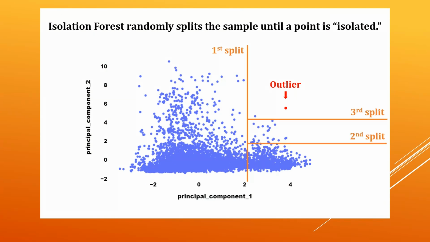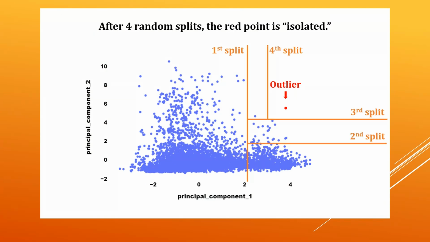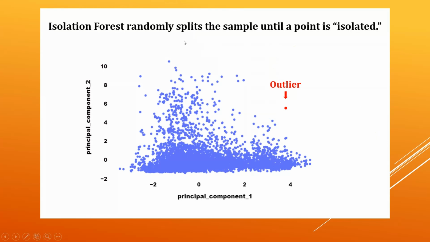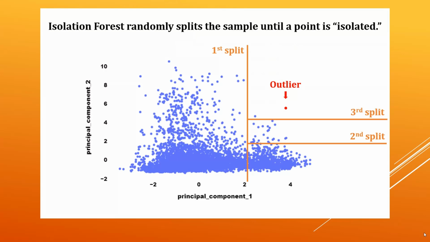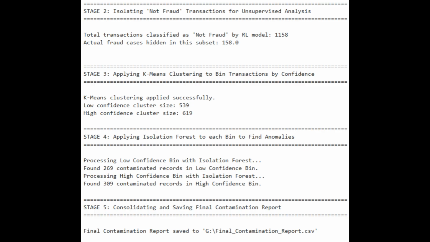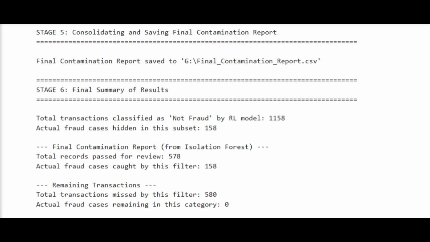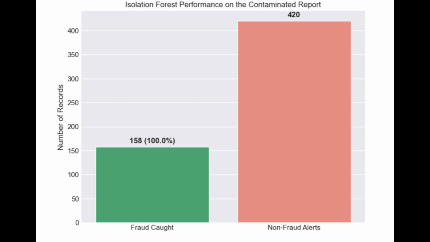The results were outstanding. We collected the contaminated parts from both bins and merged them into a single, final contaminated report. This report contained exactly what we were looking for: 158 new, previously undetected fraud cases that had been left behind by our main model. This validated our hypothesis and proved the immense power of a multi-layered, targeted approach.